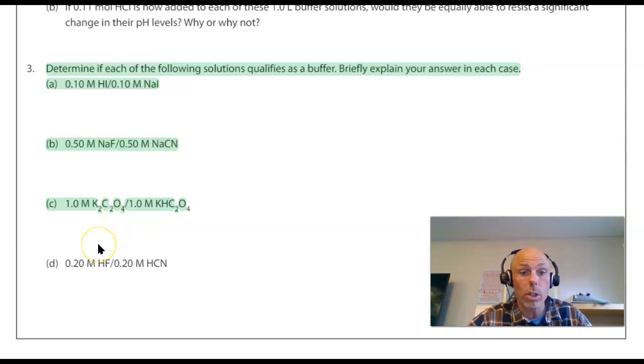K2C2O4 will dissociate into potassium ions, which spectate, and the oxalate anion, which is a weak base. KHC2O4 will also dissociate into K+ ions and HC2O4-, hydrogen oxalate. Oxalate C2O4 2- is a weak base, hydrogen oxalate is that weak base's conjugate acid. And since these are both in high concentration and they're equal or relatively similar, this would function well as a buffer system.